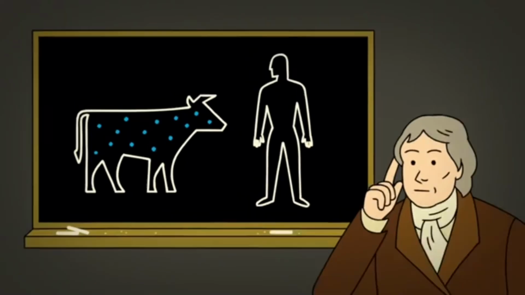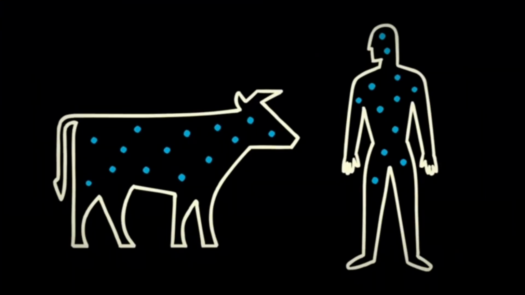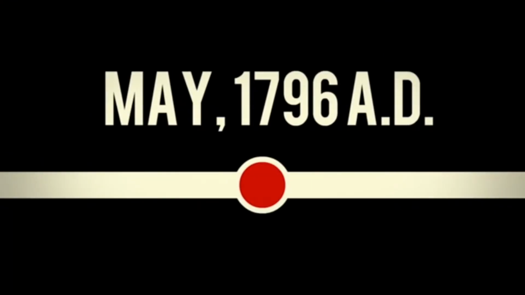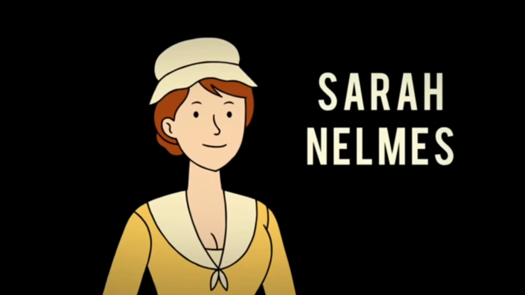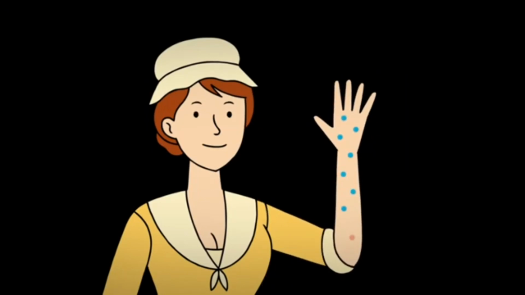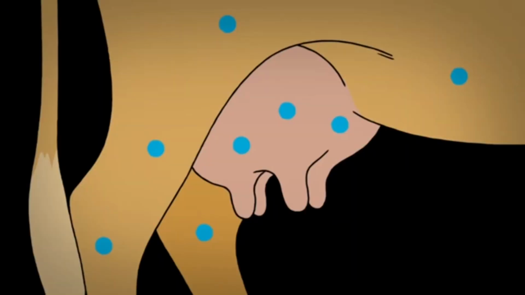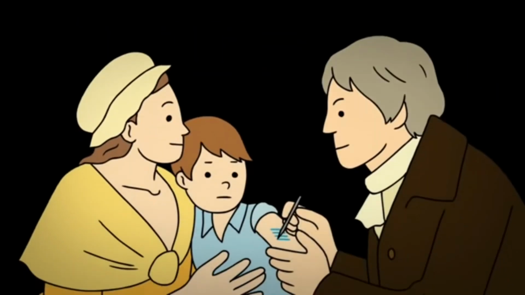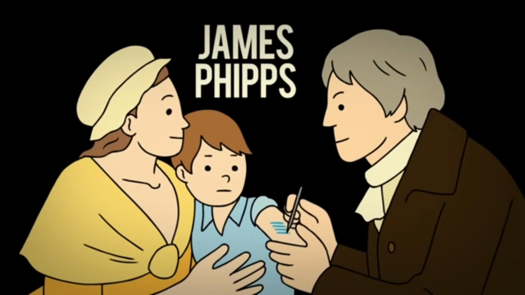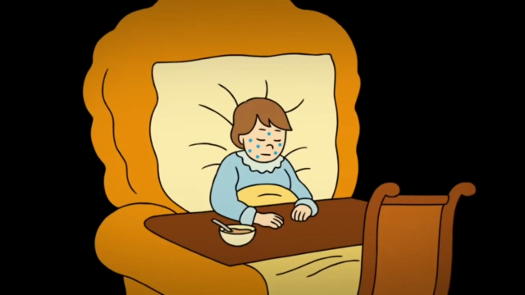So Jenner decided to test whether the cowpox virus could be used to protect against smallpox. In May 1796, Jenner found a young dairymaid, Sarah Nelms, who had fresh cowpox lesions on her hand and arm, caught from the udders of a cow named Blossom. Using matter from her pustules, he inoculated James Phipps, the 8-year-old son of his gardener. After a few days of fever and discomfort, the boy seemed to recover.